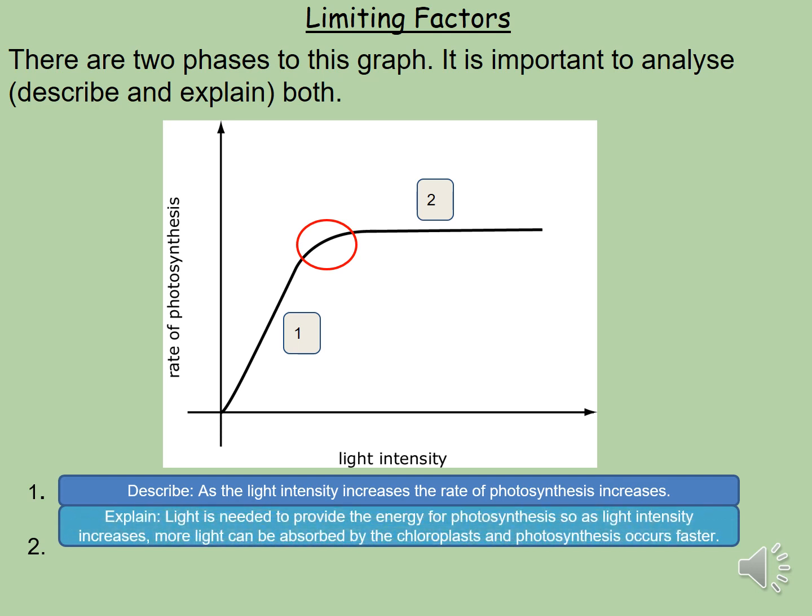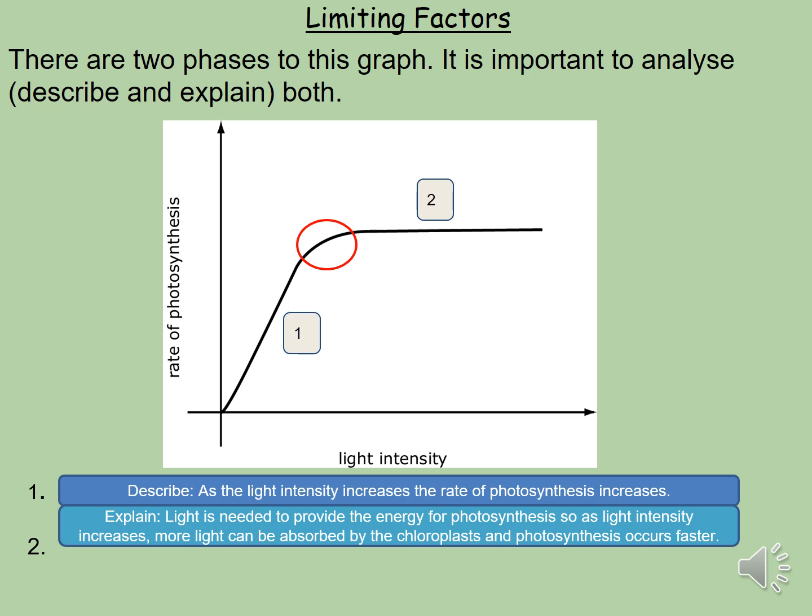So this is where you need to refer back to how light is involved in the photosynthetic equation, and the function of light is to provide the energy needed for photosynthesis. So our explanation would be, as illustrated in the box, light is needed to provide the energy for photosynthesis. So as light intensity increases, more light can be absorbed by the chloroplasts and photosynthesis occurs faster.